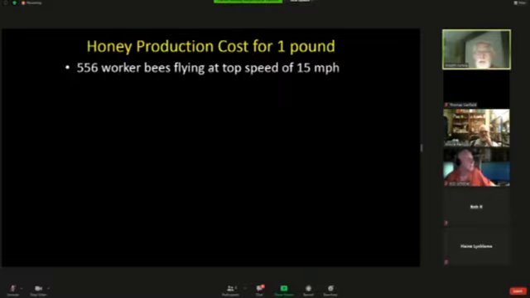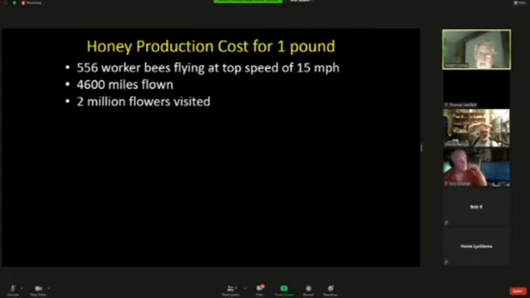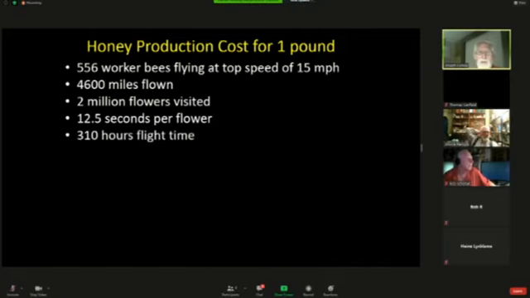And this has been very carefully studied. So these are pretty accurate numbers here. 556 worker bees flying at a top speed of 15 miles per hour, fly 4,600 miles, visiting 2 million flowers. Flying at that rate, they visit a flower for 12.5 seconds. So it's 312 hours of flight time. Imbibing nectar for 7,000 hours.